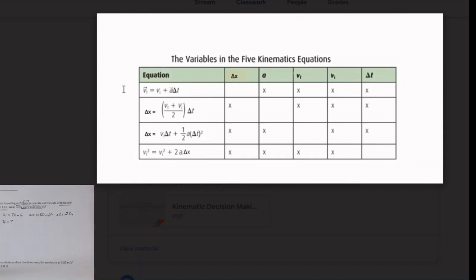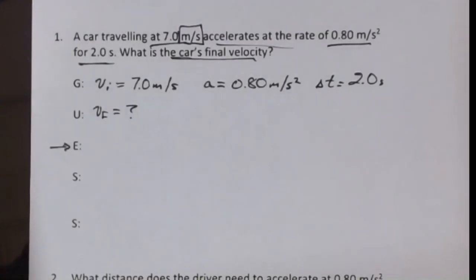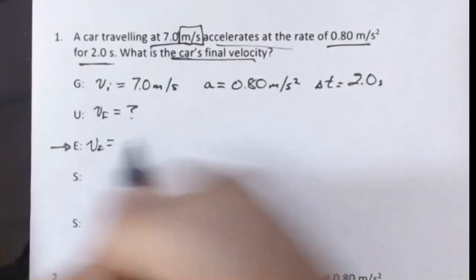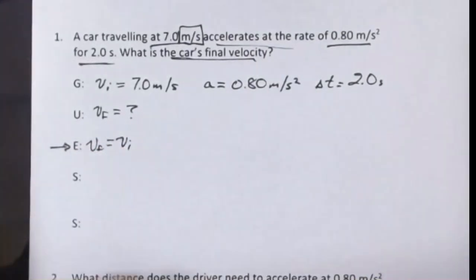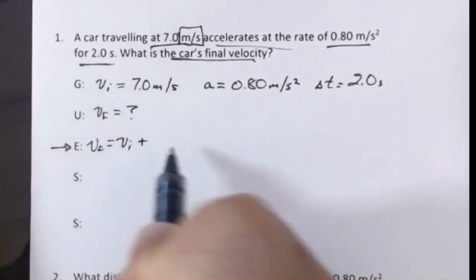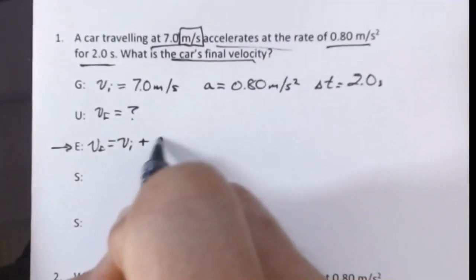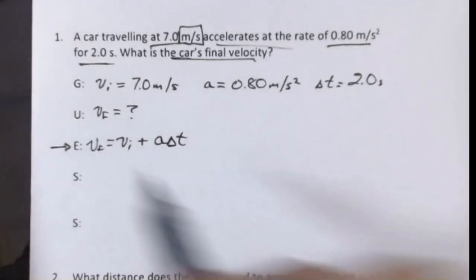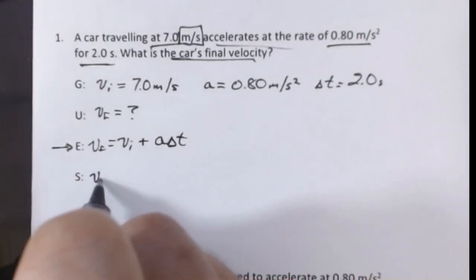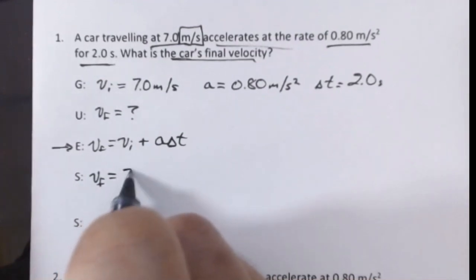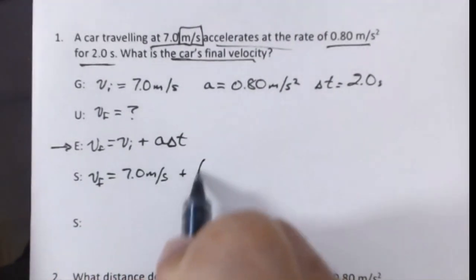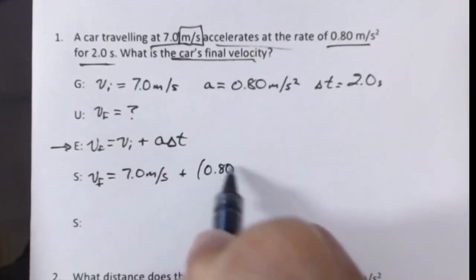So we're going to bring that back over to our chart, to our GUESS method. We're going to pen that in. VF equals VI plus A delta t. This even has our VF isolated, just like we want it to be for the unknown. So we'll set VF equal to, and we'll plug in our values, our substitutions, and solve.